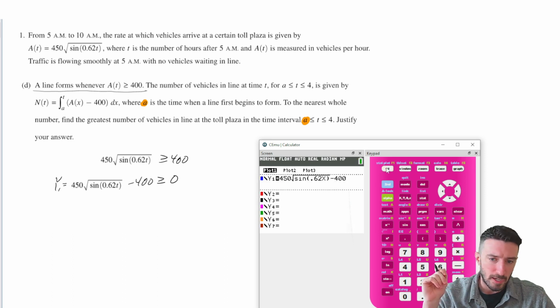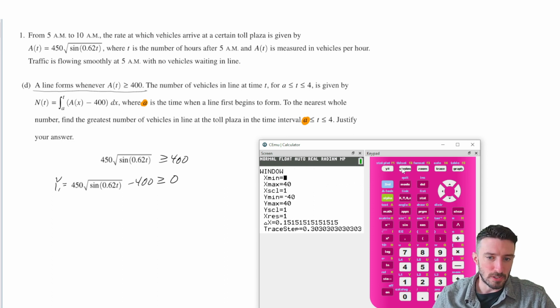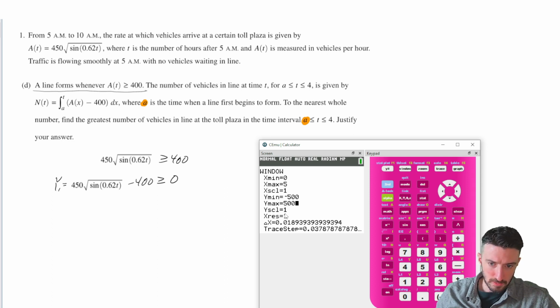Alright, so I got everything plugged into my y equals. The real question now is what should I put in for the window? Let's start by changing the window to have an x min of 0, and then the x max, let's say that should be about 5. We know we're only supposed to really be going up to 4, but I'll give us a little bit of wiggle room. And then our y min and y max, let's set that equal to negative 500 and 500, just because we see the 450 here. Not perfectly calculating that, but let's just take a look at the graph and see if that's good enough.